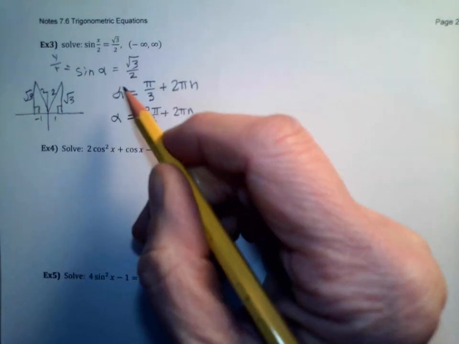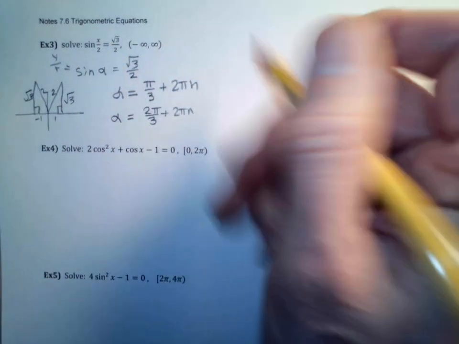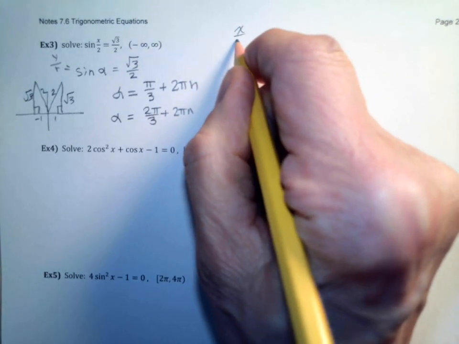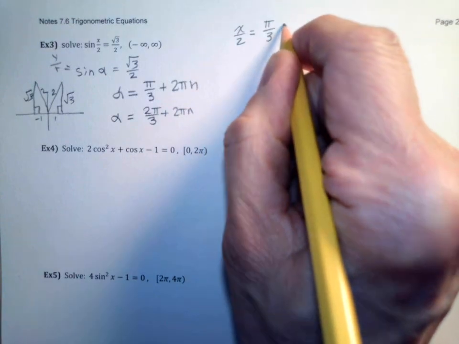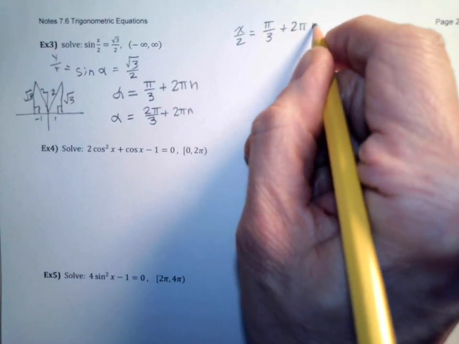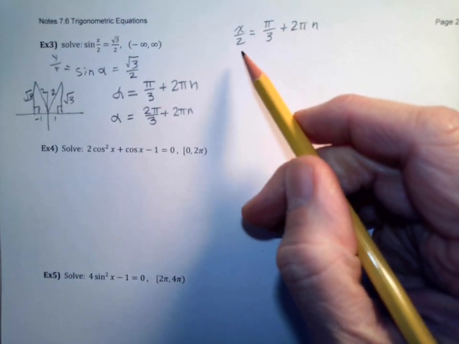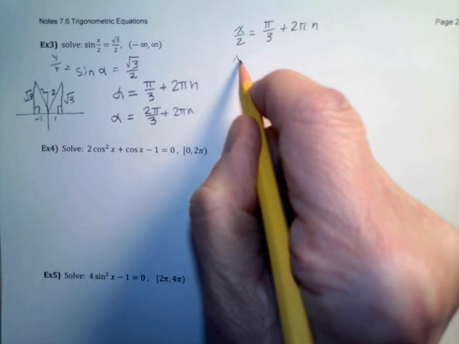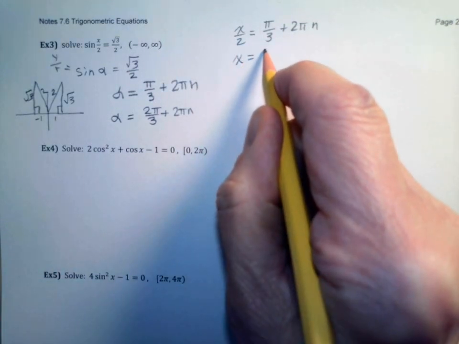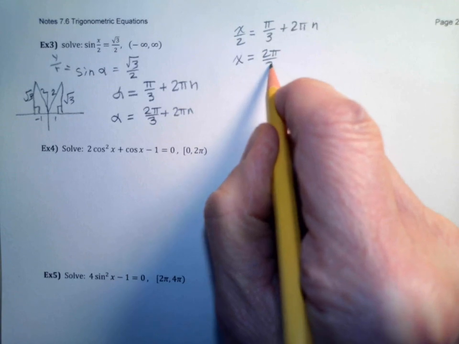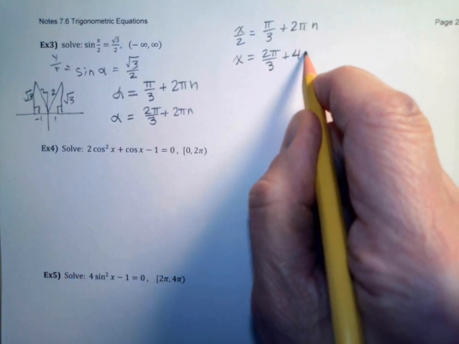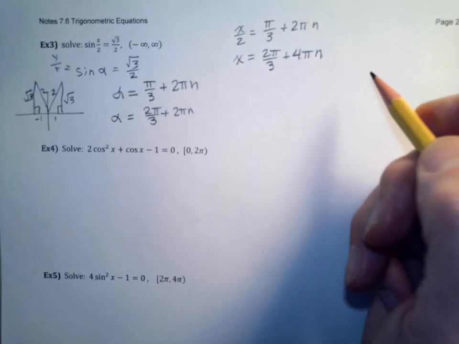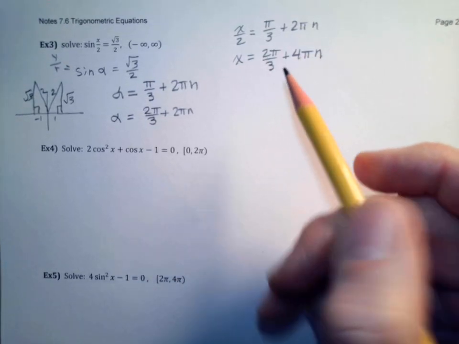And now let's go back and put our x over 2. So we have x over 2 equals pi over 3 plus 2 pi n. This time we're not dividing by 2, we're multiplying by 2. So x will equal 2 pi over 3 plus 4 pi n. All right, so that's one of our solutions.